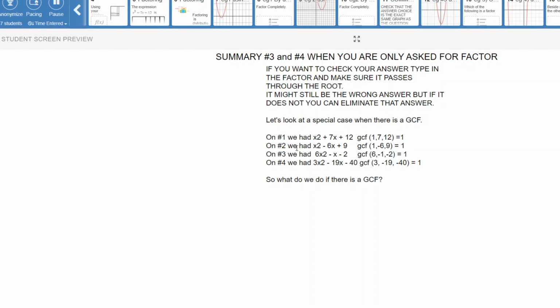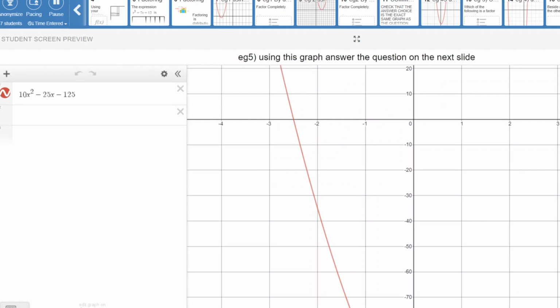All the questions I've given you so far just had a GCF of 1. So if you look at 1x squared, 7x, and 12, all these questions that we just looked at had a GCF of 1. But what happens if there isn't a GCF, or there's a bigger GCF than 1? Well, let's take a look at that in our next question then.